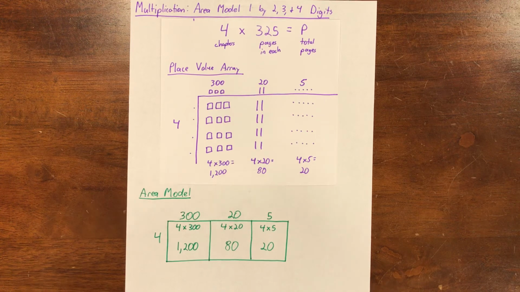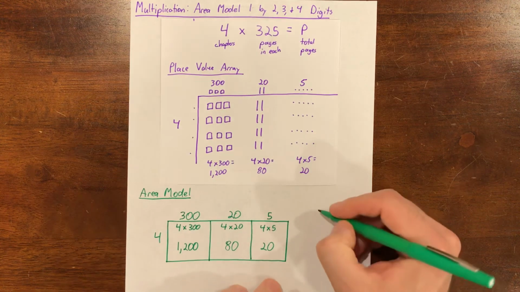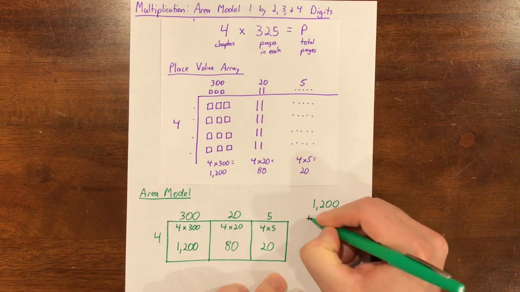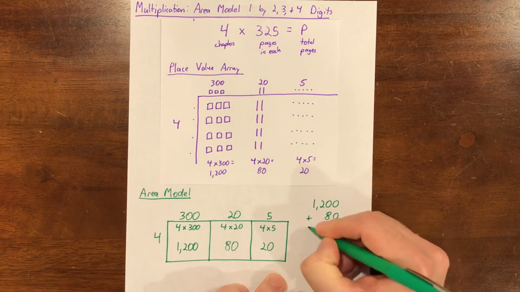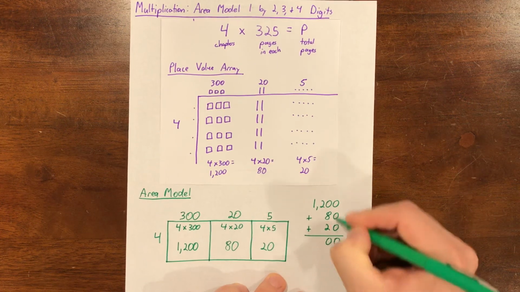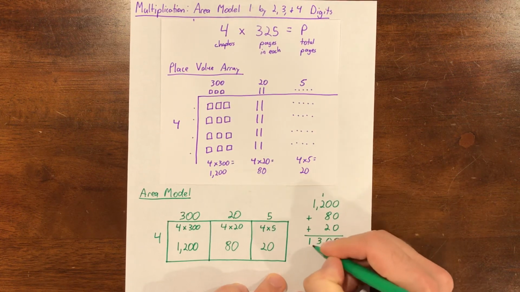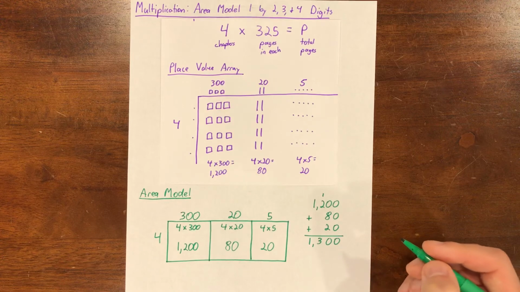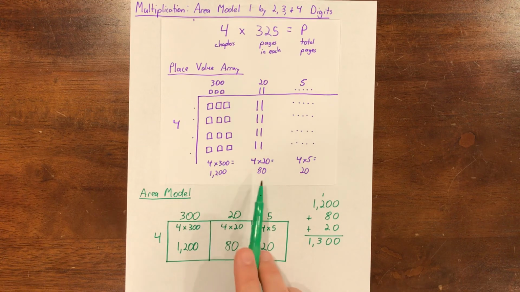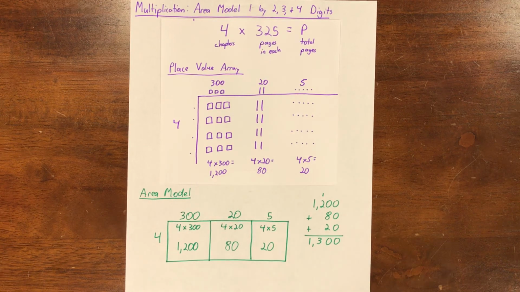Yeah, we're not done. We have to add each of our partial products in order to find the total area of the rectangle. So we have 1,200 plus 80 plus 20. That gives us 1,300. And note that the partial products that we got from our area model are the exact same as the partial products we got from our place value array.